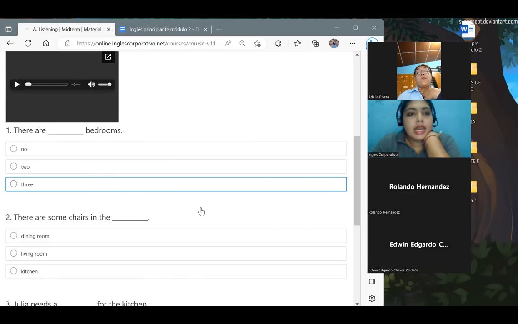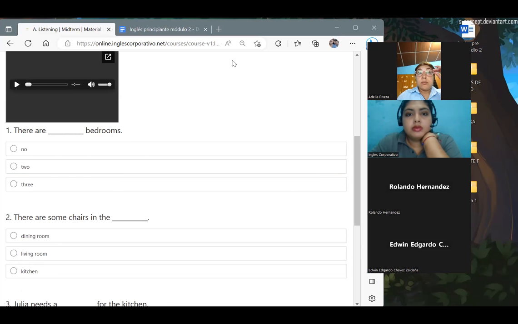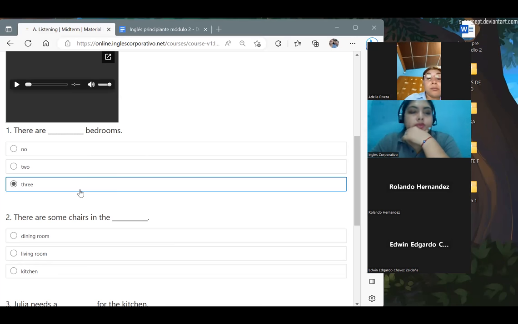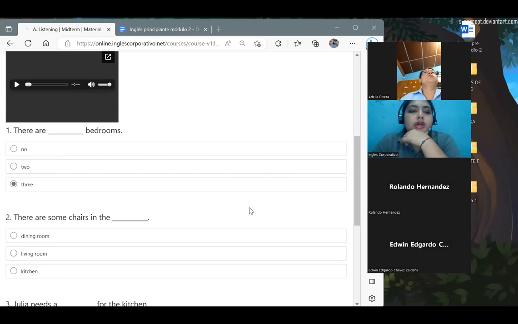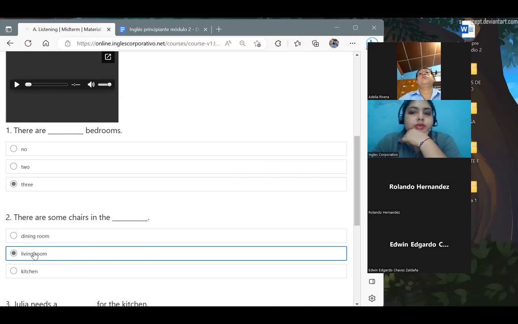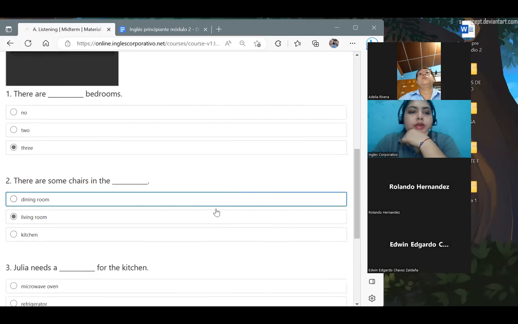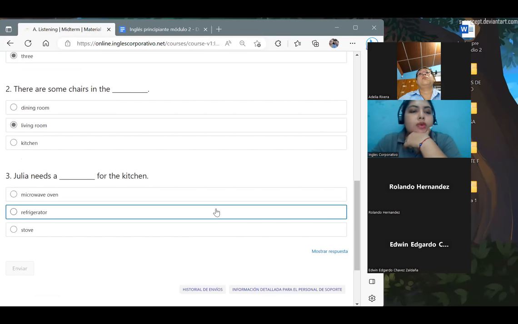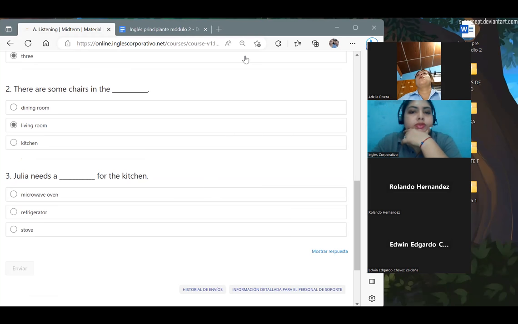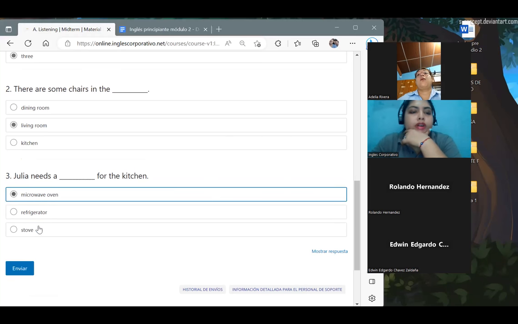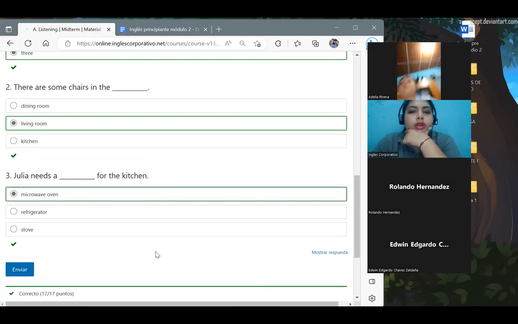So, in number one, there are no two or three bedrooms. Three, okay. Let's see. Number two, there are some chairs in the dining room, living room, or kitchen. Okay, living room. And number three, Julia needs a microwave oven, refrigerator, or stove for the kitchen. No, very good. Microwave oven. Very good. All of them are correct.